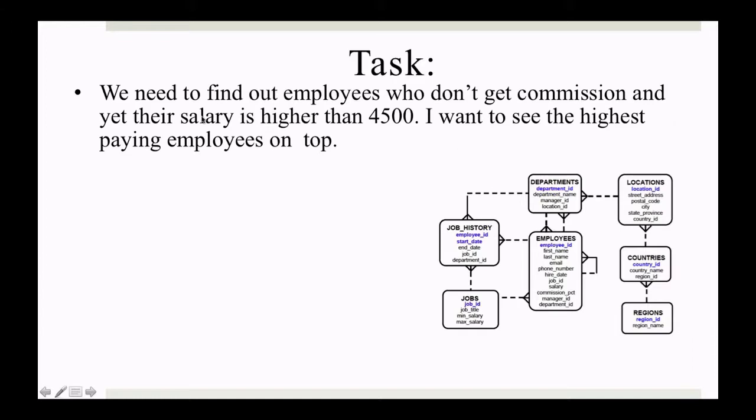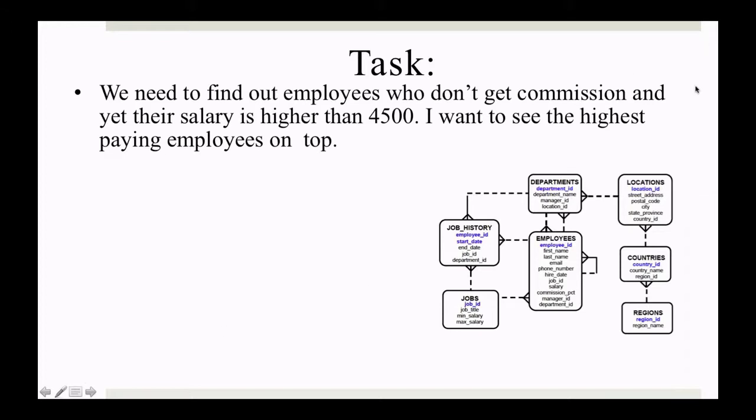So it's basically a two-part question. You want to find employees who don't get a commission, so you're looking for commission with a null value. And the next part is their salary should be greater than some value. So it's a where clause, and then you have an order by statement.